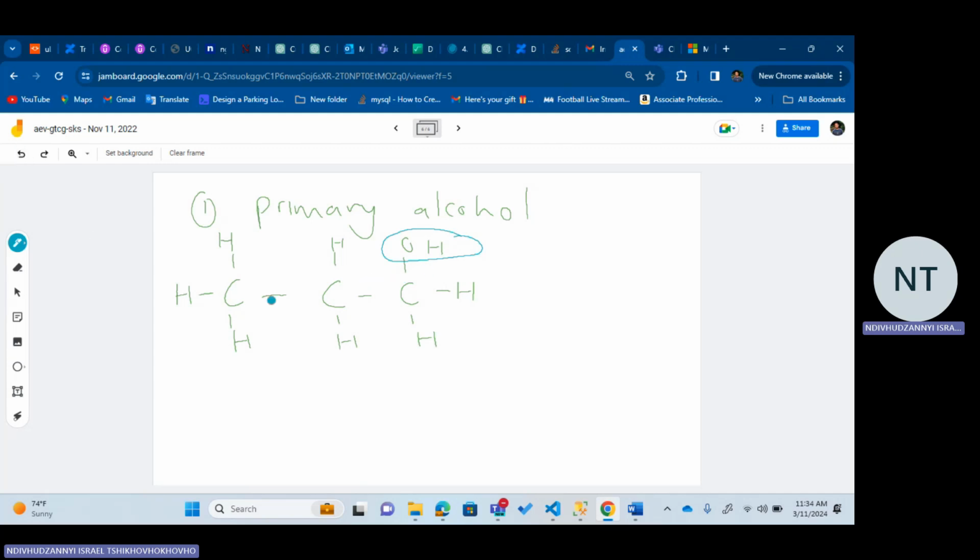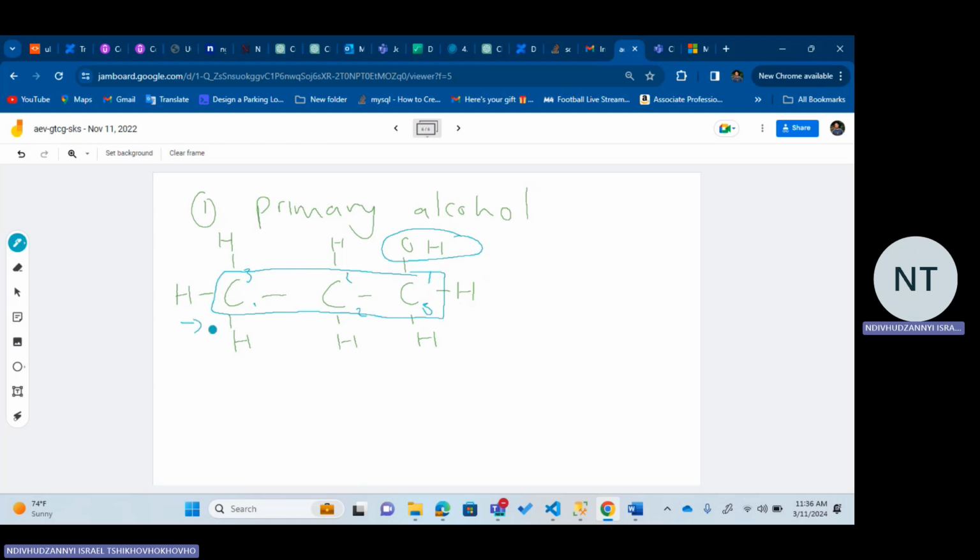Then for now, let's try and name this one. So the first thing we do is to identify the longest chain, then number in forward and in reverse order. So now that we have a homologous series, so an alcohol, then we can resort to that. So when choosing a numbering system, it will be based on that, right? Or based on where the OH is bonded.